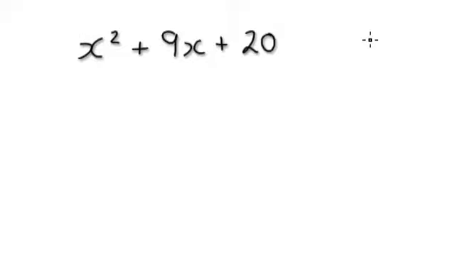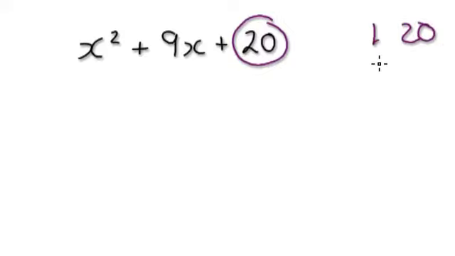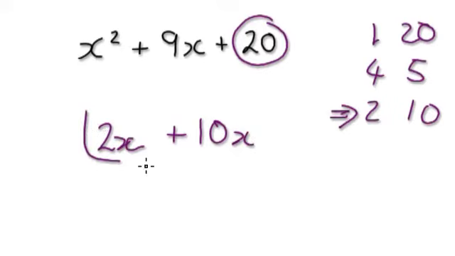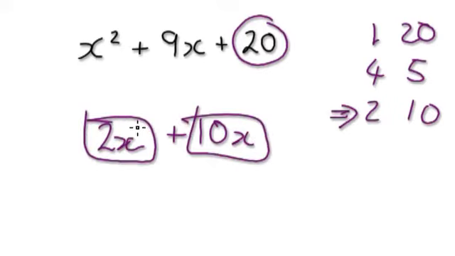Okay, so here, your eyes should zoom into this. You could try a 1 and a 20, or a 4 and a 5, or a 2 and a 10. Let's have a look at a 2 and a 10. If you try it with 2 and 10, you're going to get 2x and then 10x. When you merge these two together, it will give you 12x, but we only need 9x.